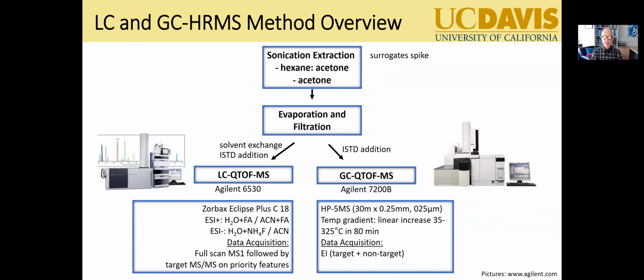The LC samples are cleaned up and then run in both ESI positive and ESI negative. And we run them initially in full scan, and then we go back and do targeted MS-MS on priority features. And the priority features are the ones that are related to the bioassay activity, as I'll describe. And for our data acquisition on the GC side, we're doing this in electron ionization mode, and we've got both a target screen for some compounds that we knew would be likely important, and also non-target or suspect screening.